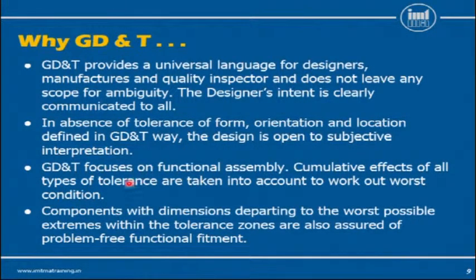Then the third important factor is GD&T focuses on functional assembly. Once the GD&T parameters are maintained within control, the assembly will happen without any failure, and the cumulative effects of tolerances will not happen as in the case of plus minus tolerancing. Then components with dimensions departing to the worst possible situation will also realize in functional assemblies without any issues. So this is the particular aspect of position tolerance, which will be clear when position tolerance discussion is taken up.